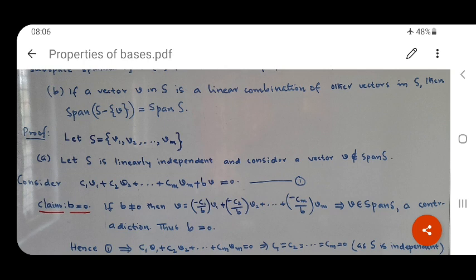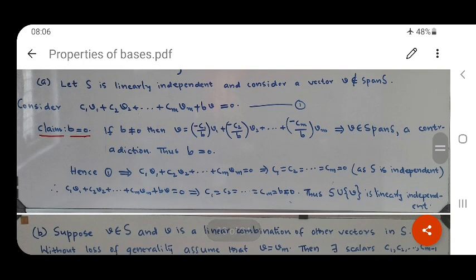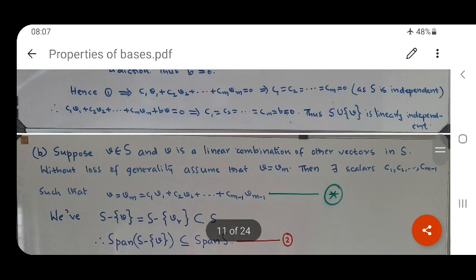If B is different from 0, then V is the linear combination minus C1 by B into V1 plus etc. plus minus Cm by B into Vm, which means V1, V2, etc. Vm spans V, which is not correct. Therefore, B must be equal to 0, which reduces equation number 1 into C1 V1 plus etc. plus Cm Vm equal to 0. And being linearly independent, each of the coefficients is zero. So C1 V1 plus etc. plus Cm Vm plus BV equal to 0 implies each of the coefficients is zero. Therefore, it is linearly independent. Therefore, S union singleton V is linearly independent.